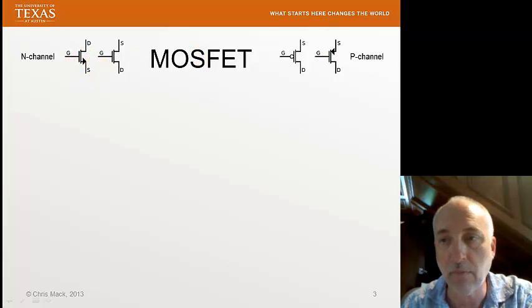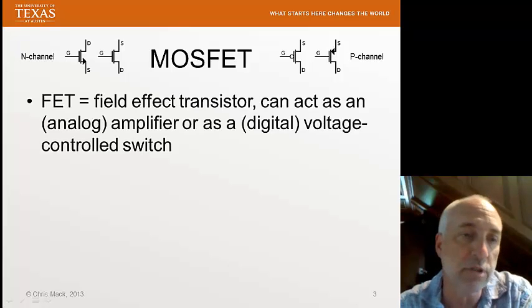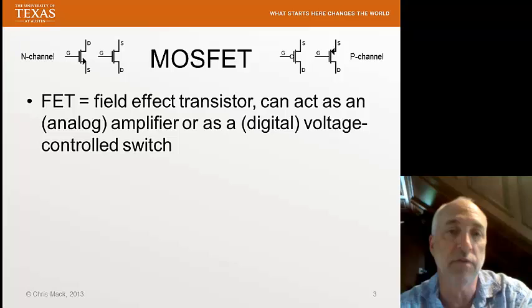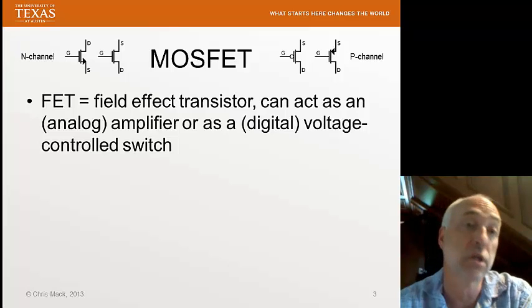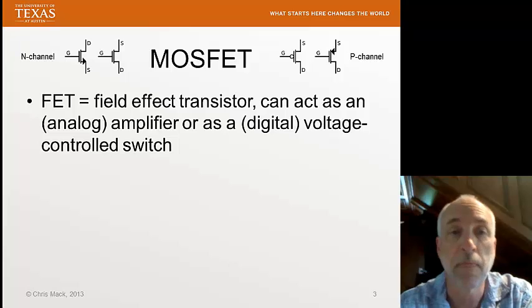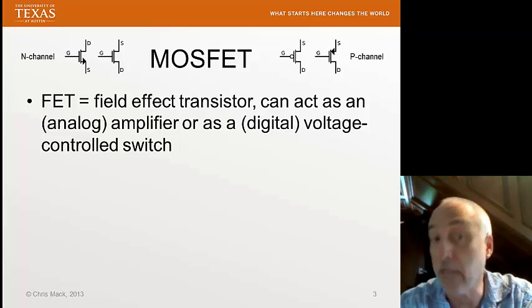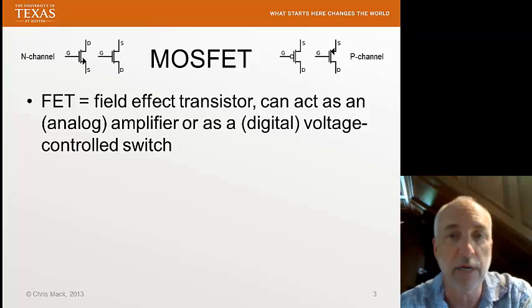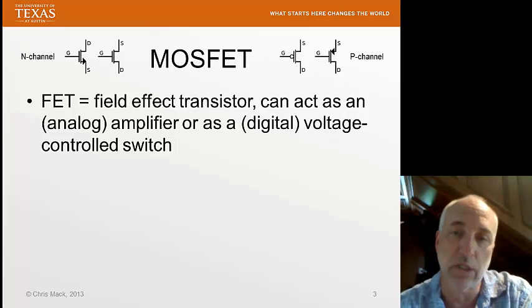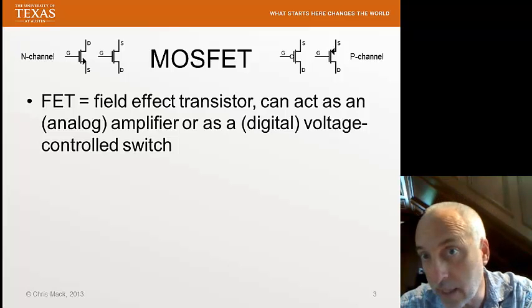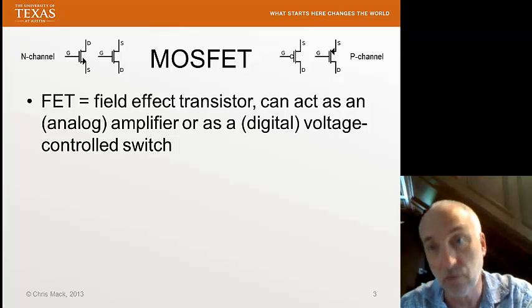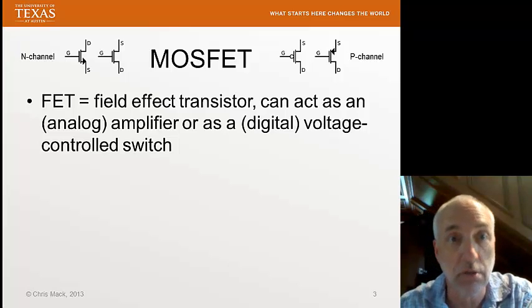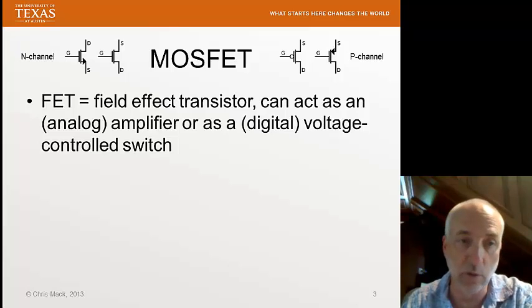And MOSFETs are, first of all, FETs. They're field effect transistors. What that means is we use a voltage to control the operation of the device, a field, an electric field, versus the current, like in the bipolar device. These field effect transistors can act as amplifiers, analog amplifiers, or as digital circuitry for logic. It's a voltage controlled switch, though. And instead of the base, it's the gate that controls or switches the current going from the source to the drain, or drain to the source.